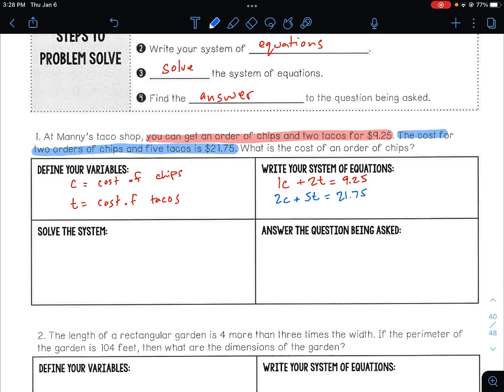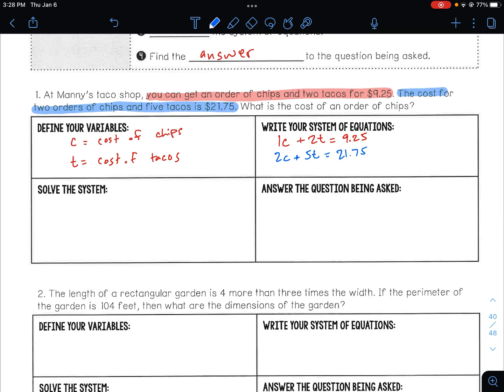Now, we need to solve this system of equations. We can do this a couple different ways. We can solve it using graphing. We can solve it using substitution. We can solve it using elimination. I am going to solve this using substitution.